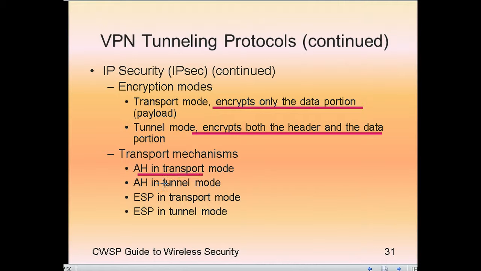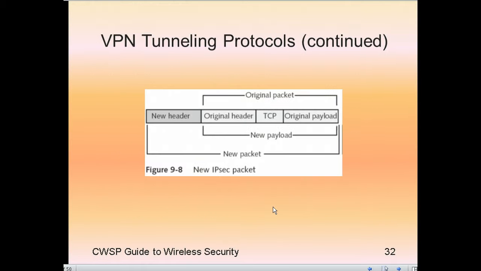Transport mechanisms: authentication header and ESP, each of these in transport and tunnel mode. Tunnel mode encrypts everything, transport mode only encrypts the data. And you don't necessarily encrypt things all the time. Sometimes you just may want to be sure that you are connected to the correct location.